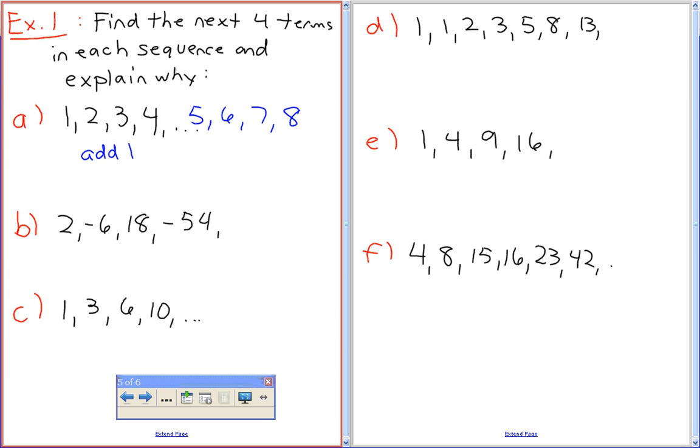Jake, you're up. 2, negative 6, 18, negative 54. You got it, Jake? That's okay. Yeah, go ahead. 162. Negative 486. 1,458. Negative 4,374. It multiplies by negative 3. Excellent.